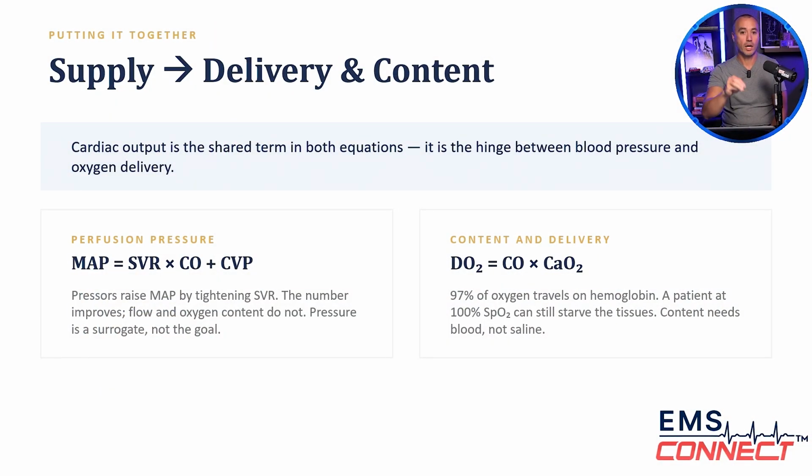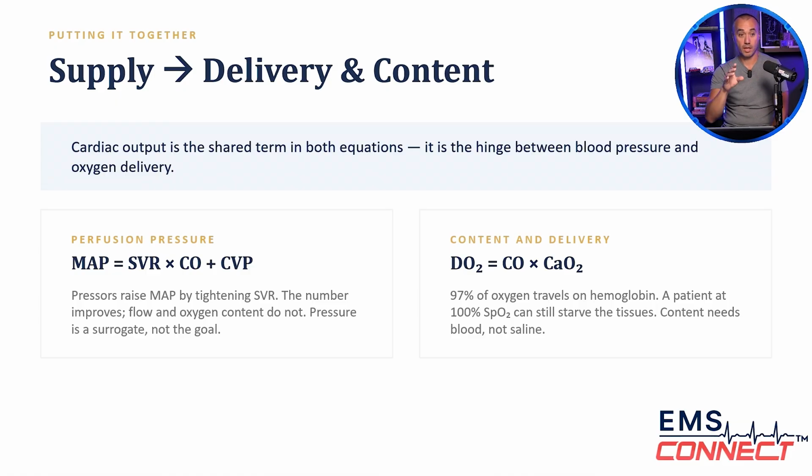So, putting this together, cardiac output is in both the perfusion pressure calculation for MAP and also in oxygen content and delivery. So we have to have that pump to deliver this, but it's also important to make sure we have adequate oxygen-carrying capacity, or hemoglobin, the red blood cells, for certain shock states. This is very high level, but if you understand this, we've got to maintain organ perfusion and delivery.